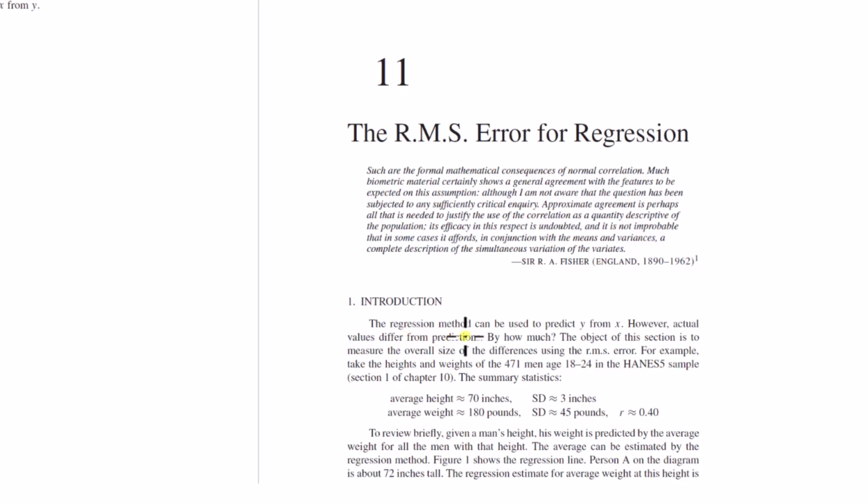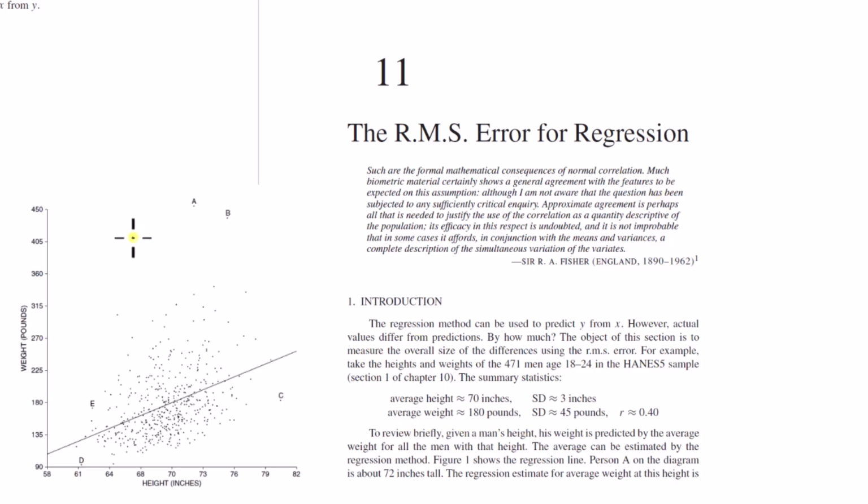So the regression method can be used to predict Y from X. However, actual values differ from predictions. By how much? The object of this section is to measure the overall size of the differences using the RMS error. For example, take the heights and weights of the 471 men, age 18 to 24 in the HANES 5 sample. Here are the statistics. So the average height, 70 inches. So let me bring in that chart. So there's the chart, the scatter plot, height versus weight, or weight versus height of men age 18 to 24.